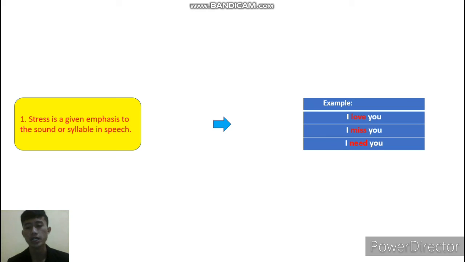Okay, this is the example of stress, like I love you, I miss you, I need you. The words love, miss, and need here involve stress. It is impossible if we say I love you, I miss you, and stress the word I. That's not suitable when we say it to someone. Of course we will say I love you, I miss you, and we will stress the words love and miss. Okay, that's all I can tell you about the examples of stress.